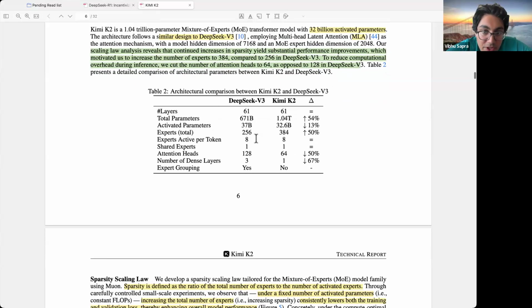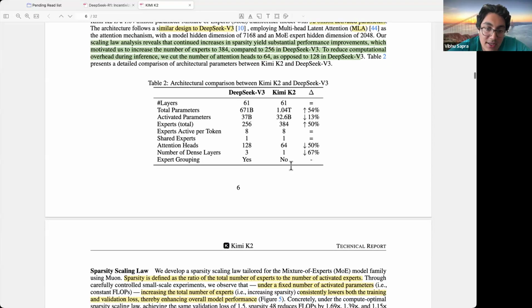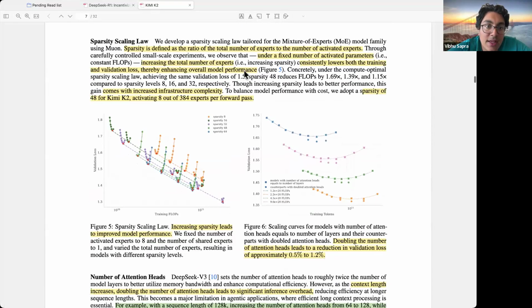Okay, this is similar to DeepSeek. So more total parameters, less active parameters, more experts, less attention heads, only one dense layer, which they don't talk much about. Here's their sparsity scaling law.